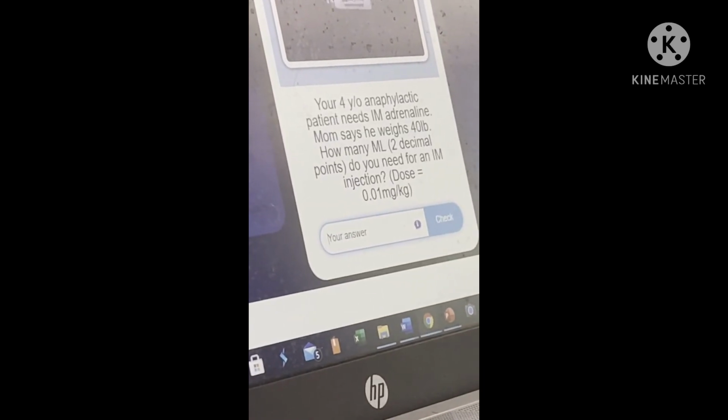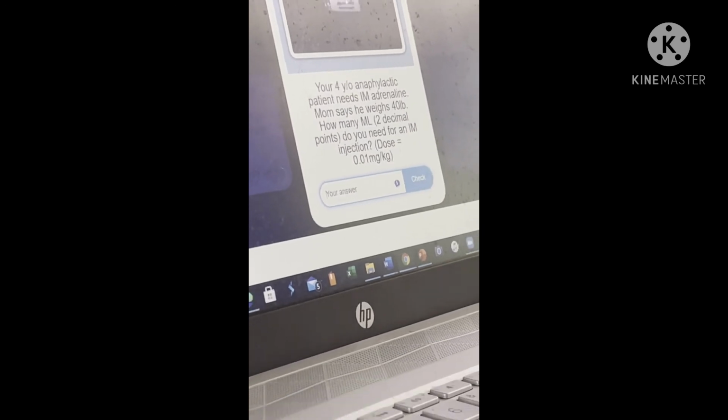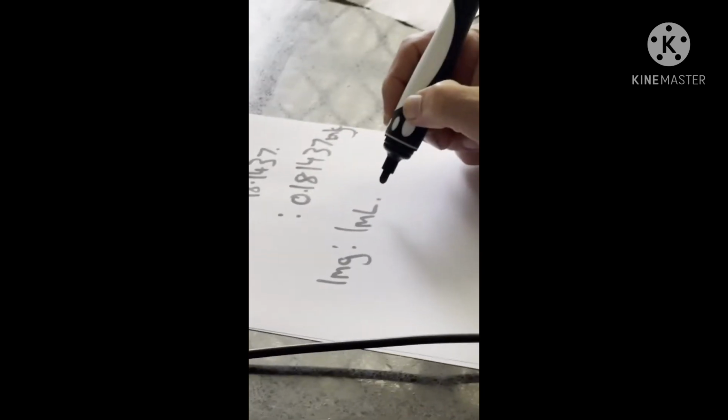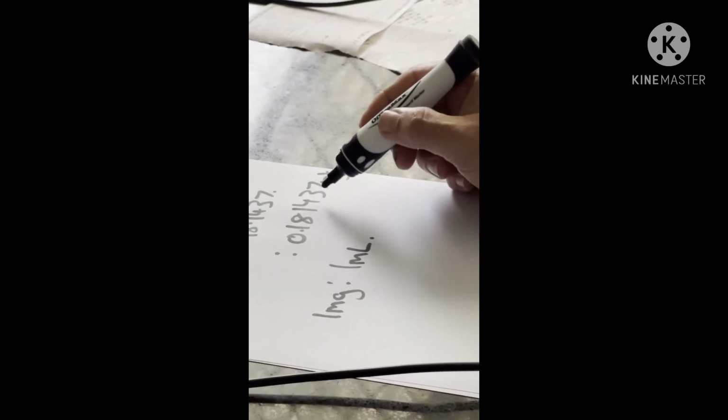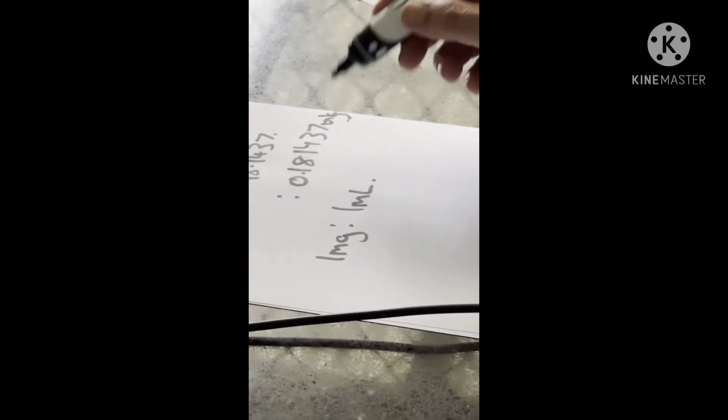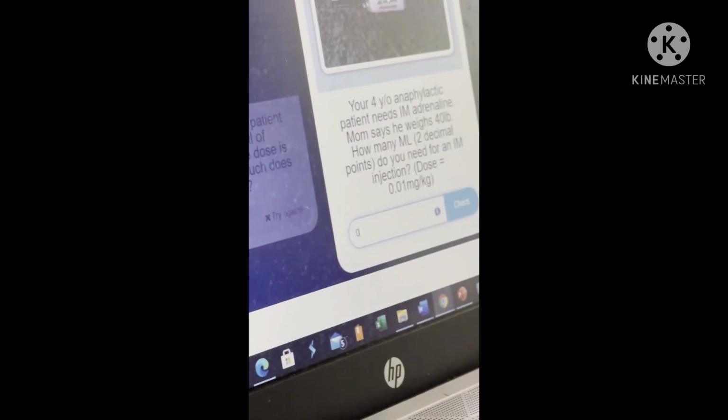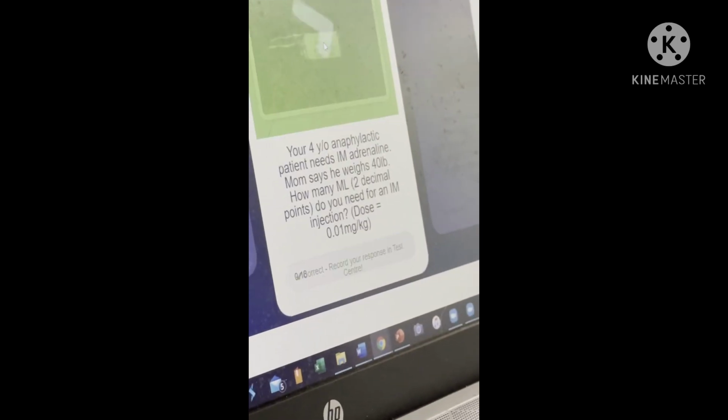Now, the adrenaline, the trick with this, which is reasonably easy, it's 1 milligram in 1 mil of adrenaline. 1 in 1,000 is 1 milligram in 1 mil. So 0.181437 milligrams will also equal 0.18 mil. Okay, so to 2 decimal points, let's see how we go. 0.18. There we go.